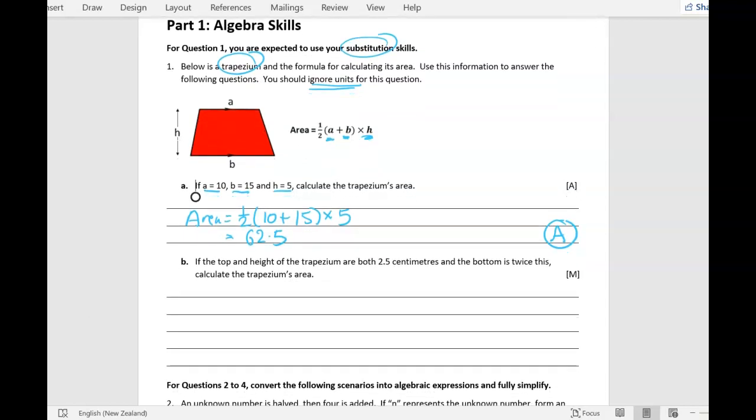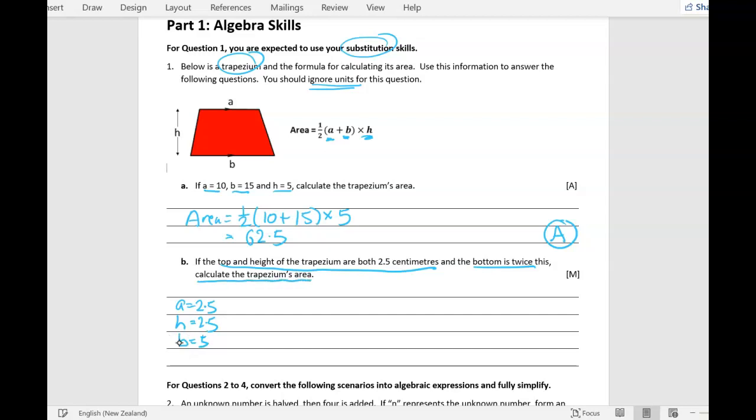We're then moving on to B. So B is a merit question. The top and height, so the top would be the A value, and the H would be the height above, 2.5. So let's write that down. So if A is equal to 2.5, so we're looking at this part here, and H is also equal to 2.5, and then it's saying the bottom is twice this, so twice of that would be 5. So B equals 5.